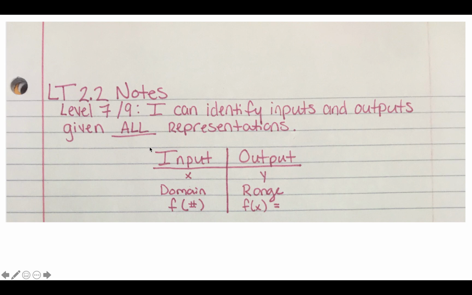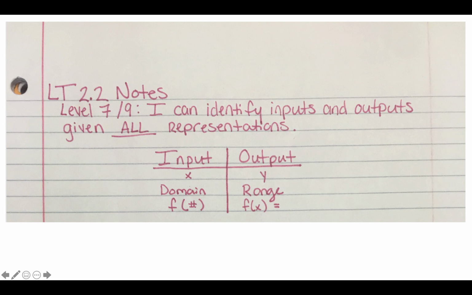So this table right here is a bunch of synonyms. So these are all the things that mean input, and these are all the things that mean output. So if I'm inputting something into a toaster, I'm putting X into the toaster, I'm putting a domain into the toaster, I'm putting this number inside the parentheses into the toaster. The output is what comes out of the toaster. So the output would be toast, Y would be toast, it's what comes out. Range is what comes out of the function or out of the toaster. And then f of x equals whatever comes out of the function, the number that's going to be here, that is your output. So input's what goes in, output is what comes out.